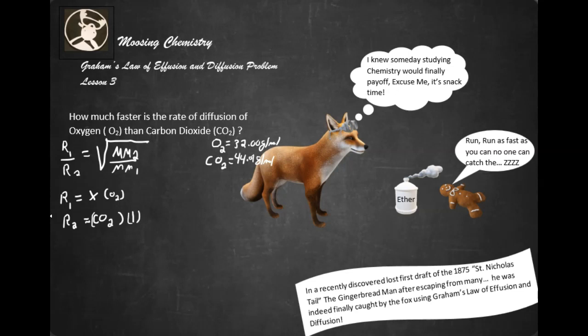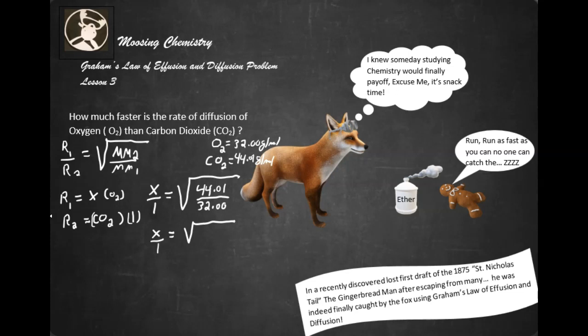All right, so let's go ahead and set up the problem. X over 1 equals the square root of the molar mass of carbon dioxide on top, which was 44.01 grams per mole, over the molar mass of oxygen, which is 32.00 grams per mole. So the first thing we want to do is get X over 1 equals the square root of 44.01 divided by 32.00.